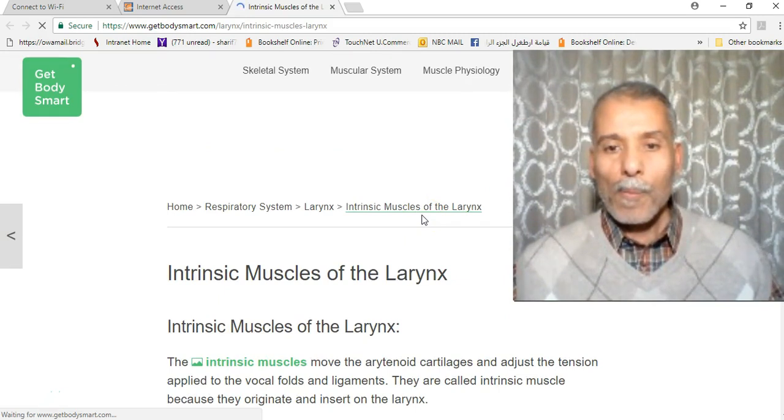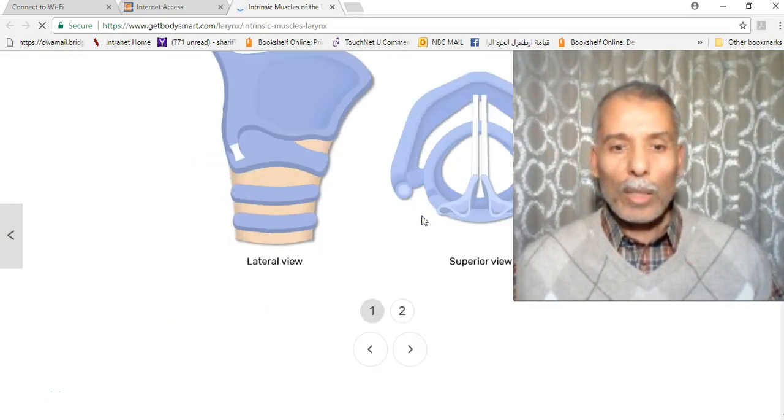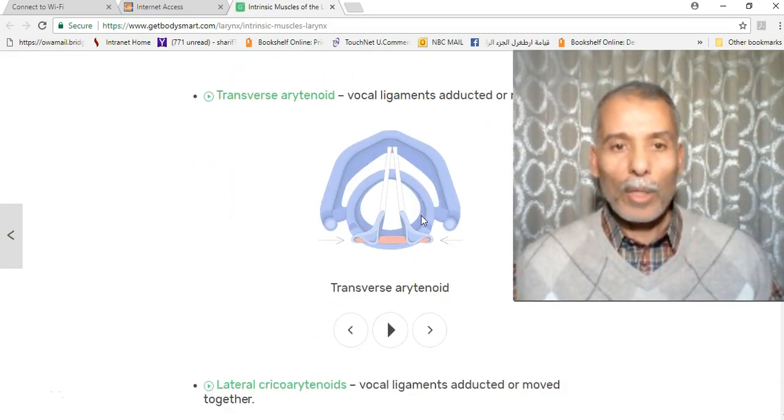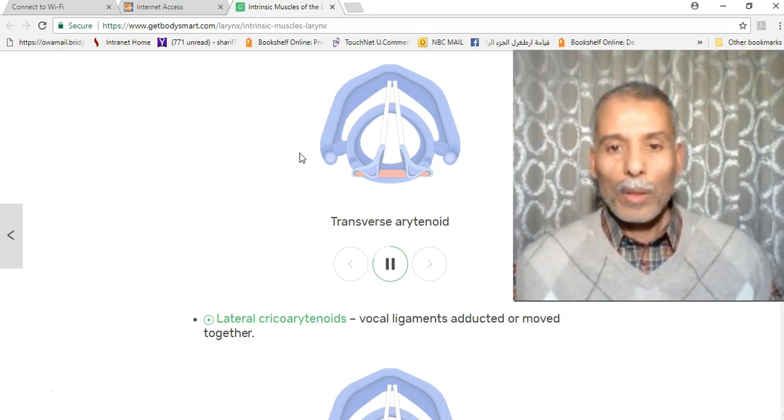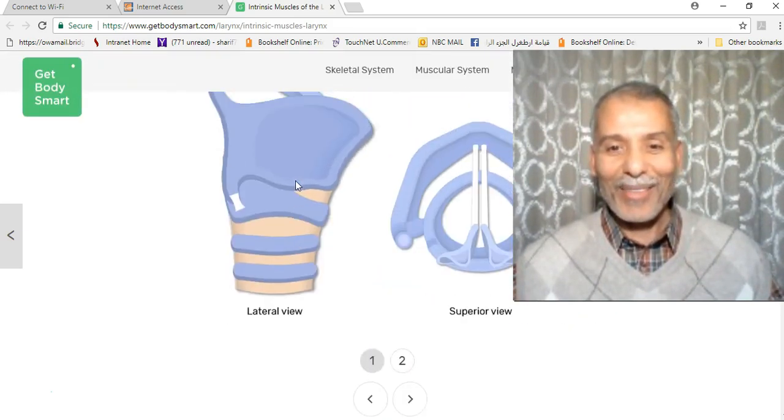Um, in this mode, it doesn't seem to give me. Okay, let's see if this doesn't. Transverse. Okay, they changed the site a little bit.